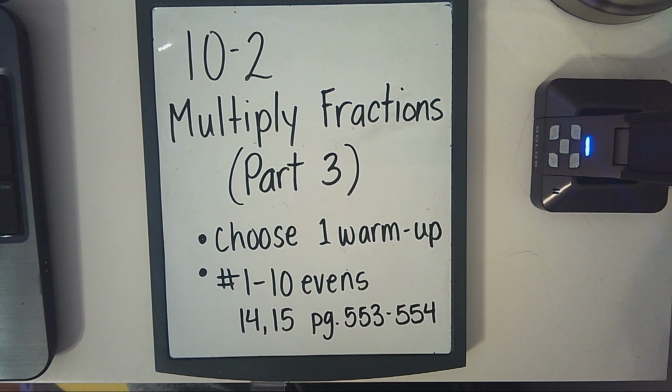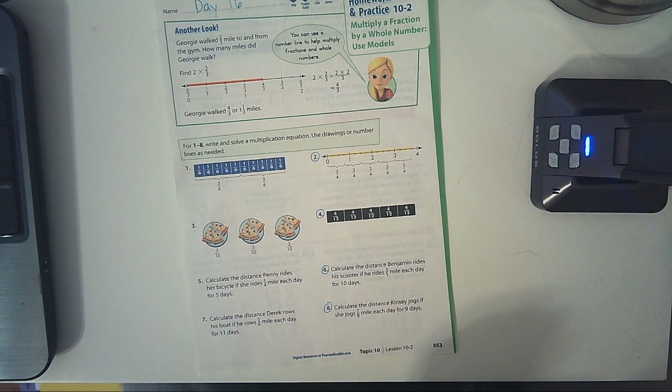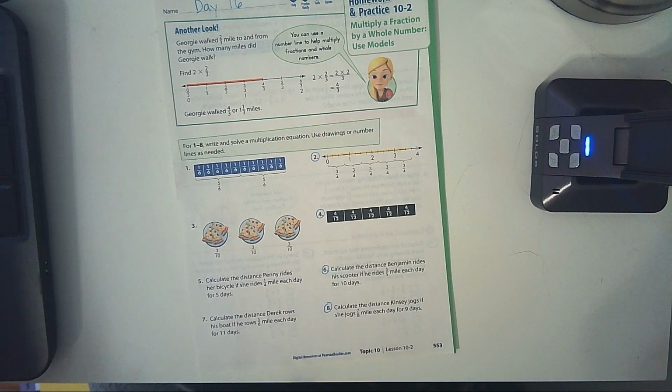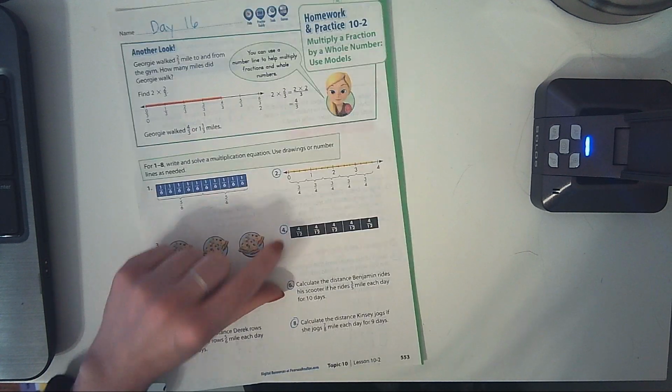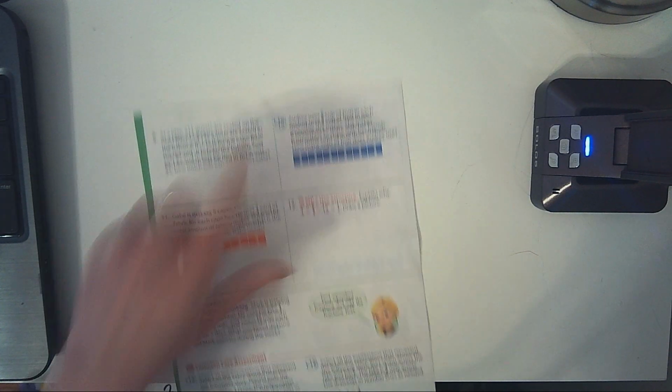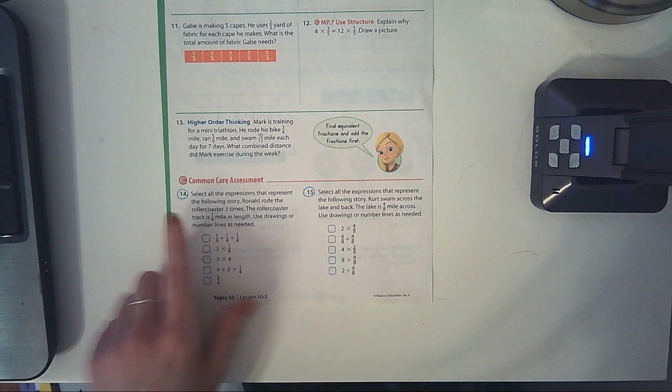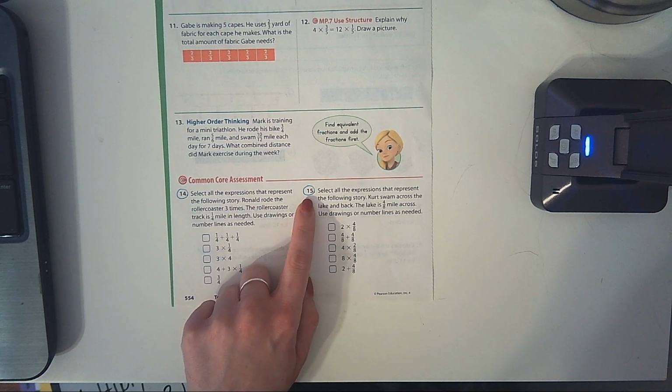I'll be going over the answers for 1 through 10, the evens only, and then 14 and 15 on the homework and practice page, which is 553 to 554. So since I'm going over the answers, I recommend that you try these problems yourself first independently before watching this video. I circled the evens first between 1 to 10, so that's 2, 4, 6, 8, and then 10 on the back. And then we have 14 and 15 to complete as well.